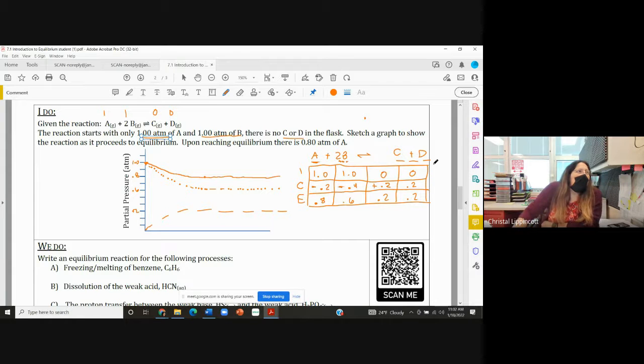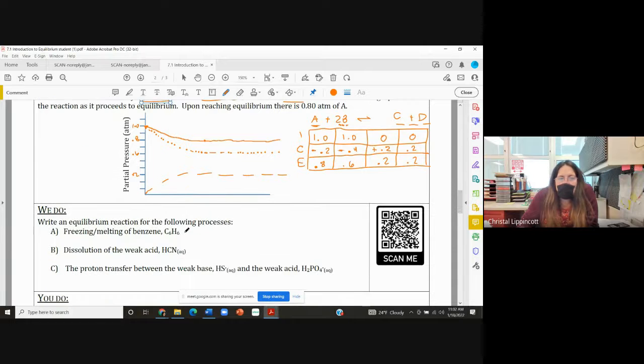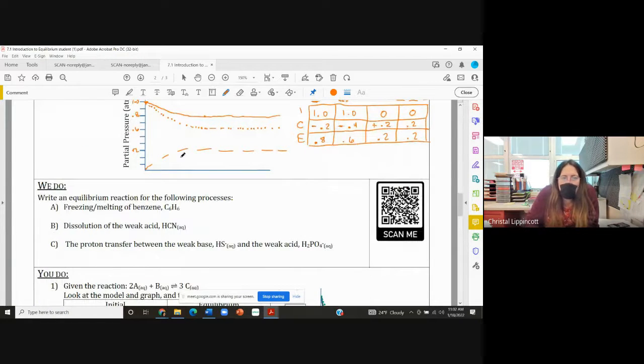All right. No, I'm actually kidding. They want us to write an equilibrium reaction for this process, the freezing and melting of benzene. So benzene is freezing and melting. So that means that it's going to be a solid on one side. So solid C6H6. And then over here, it would be what? Liquid. A liquid. Yep. There it is. Done. Make sure that you have a 2-headed arrow.